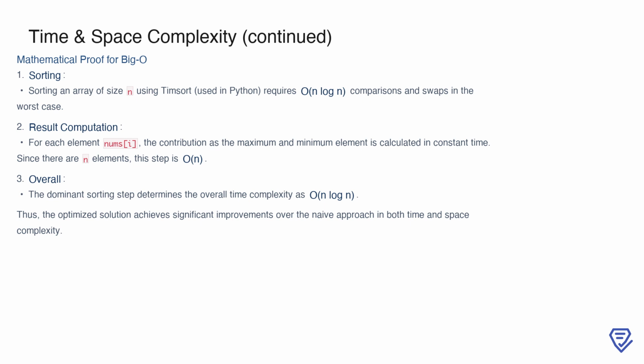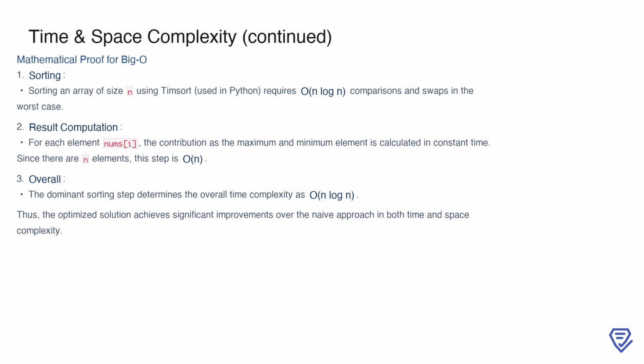Finally, let's solidify the time complexity analysis with a mathematical proof. Sorting an array of size n using timsort, the algorithm used by Python's sort method, requires O(n log n) comparisons and swaps in the worst case. This is the dominant step in our solution.